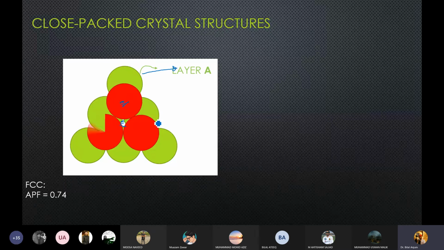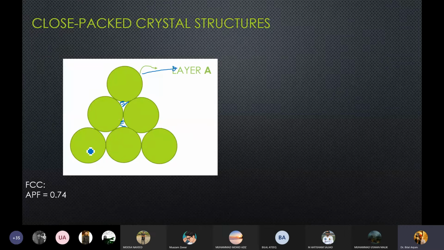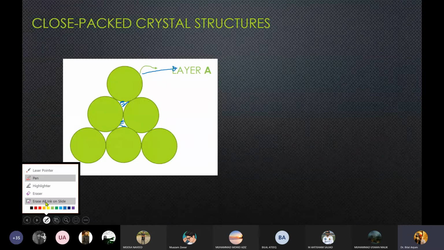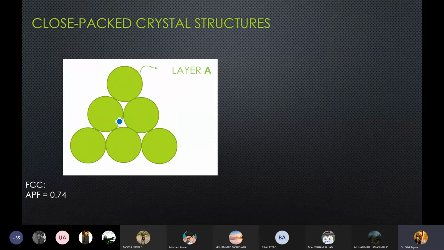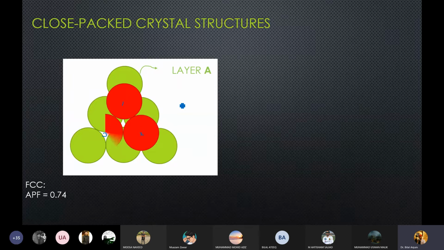It occupies the three cavities which are facing downwards. If you see, there are three similar cavities. I'll erase everything. The three similar cavities are 1, 2, 3. So in order to have the second layer as a closely packed layer, the only thing you could do is have the atoms at the 1, 2, and 3 positions. This would be the second layer, layer B in FCC, closely packed.